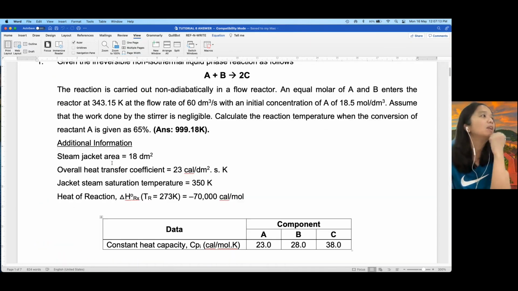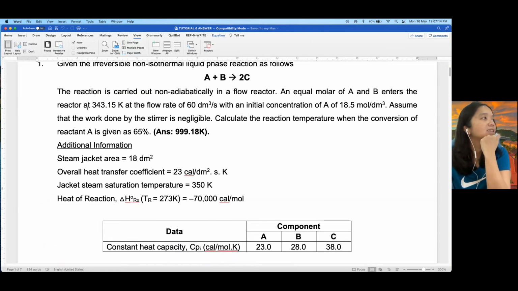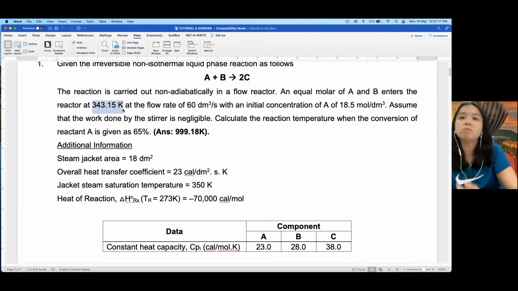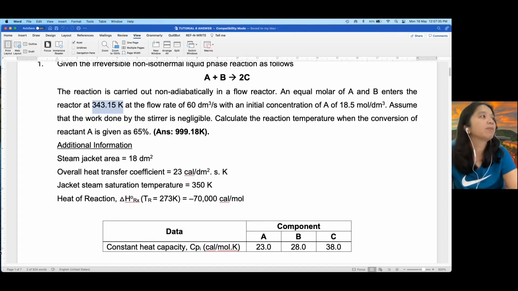Okay, so next one, we know that it enters the reactor at 343.15 Kelvin. So that's your inlet temperature. T naught is 343.15 Kelvin. We do not know yet the reaction temperature. This is non-isothermal, but for now we know T naught is 343.15. And then this is 60 dm cube per second. So it enters the reactor at 60 dm cube per second.